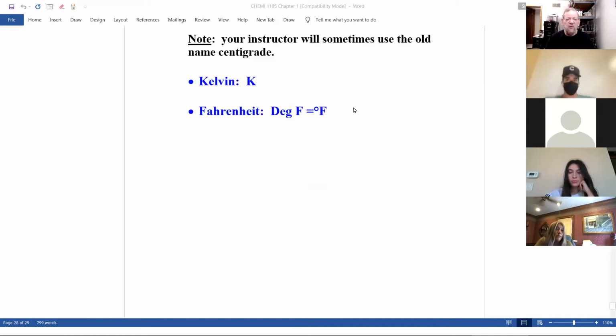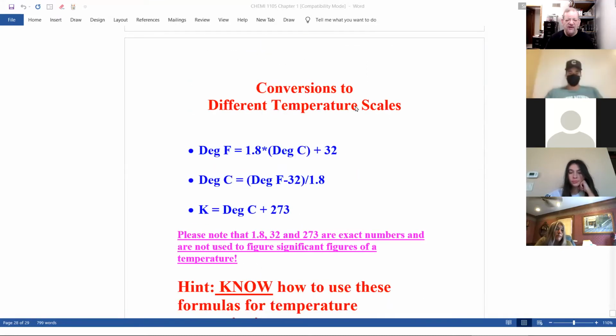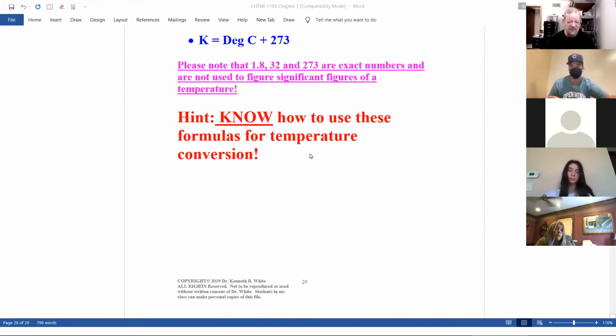Now, there's ways of going from one scale to other, otherwise known as conversion. And here are 3 formulas. Now, instead of going over this now and showing you how to do this, I'm going to wait until we finish the appendix A2, A4, because it involves using something called significant figures. So I'm going to skip this.